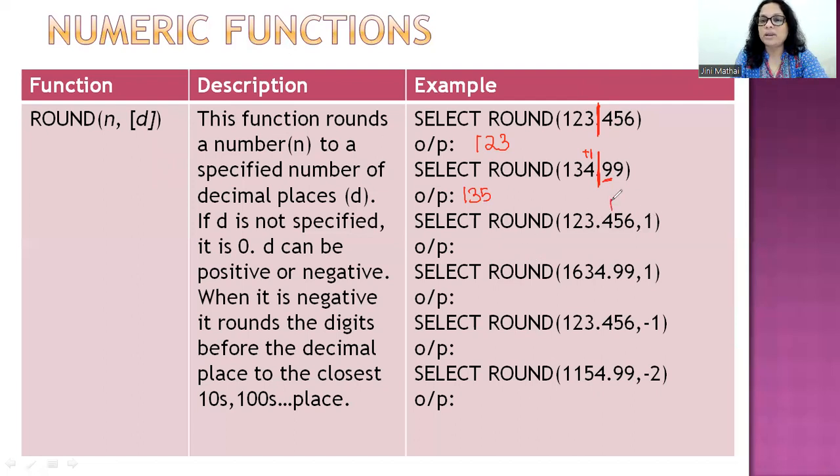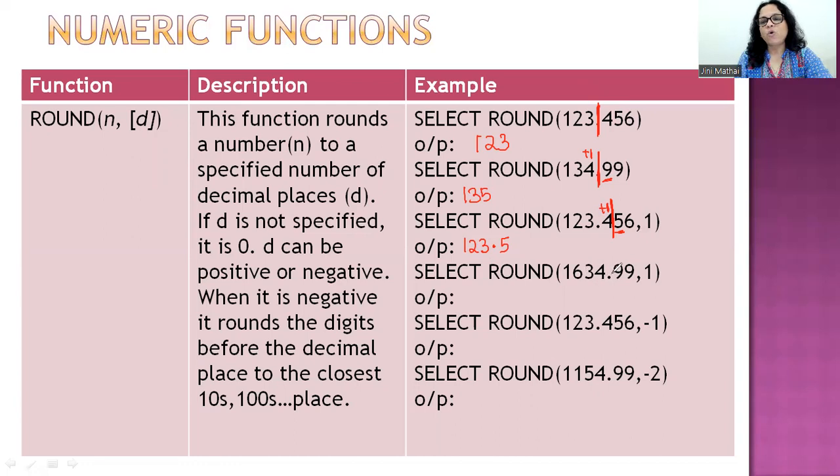123.456, comma 1. That means I want the rounding to happen here. Why? Comma 1 means I want up to 1 decimal place, so I want up to 4. So the position of rounding is where I've drawn the line. That's just for explanation purposes, so it becomes easy for you. Look at the next number. Is this 5 or more? Yes. So what are you going to do? You're going to add a 1 here. So what is your answer going to be? 123.5.